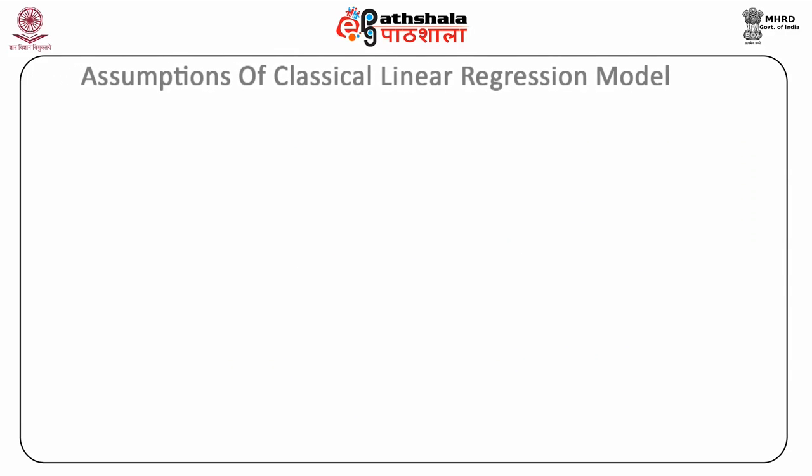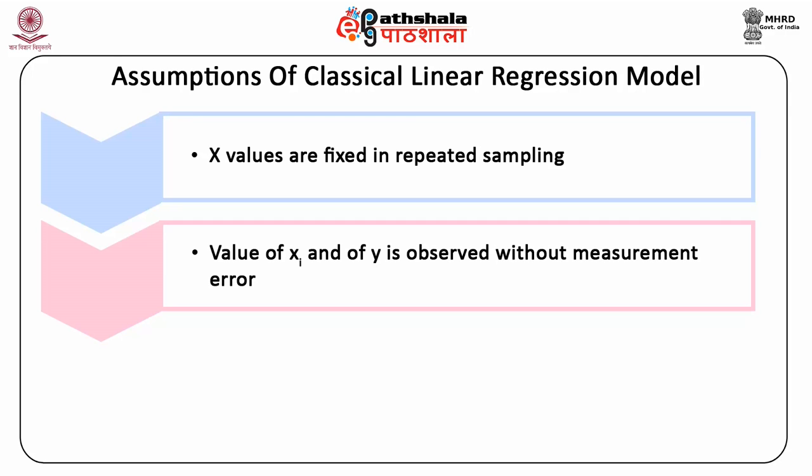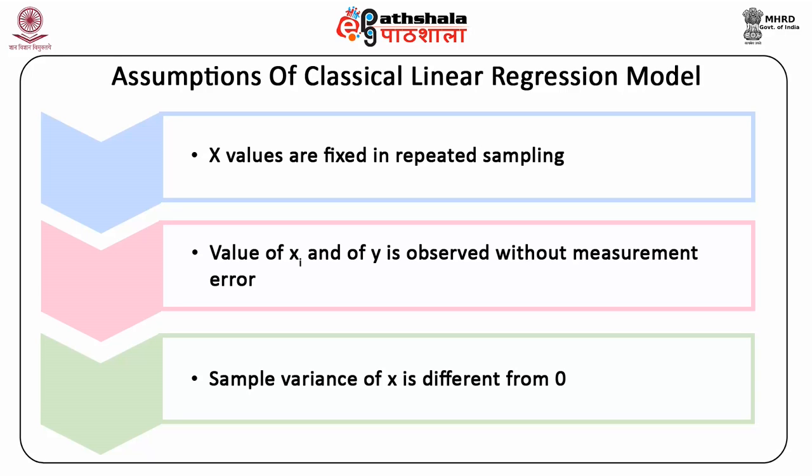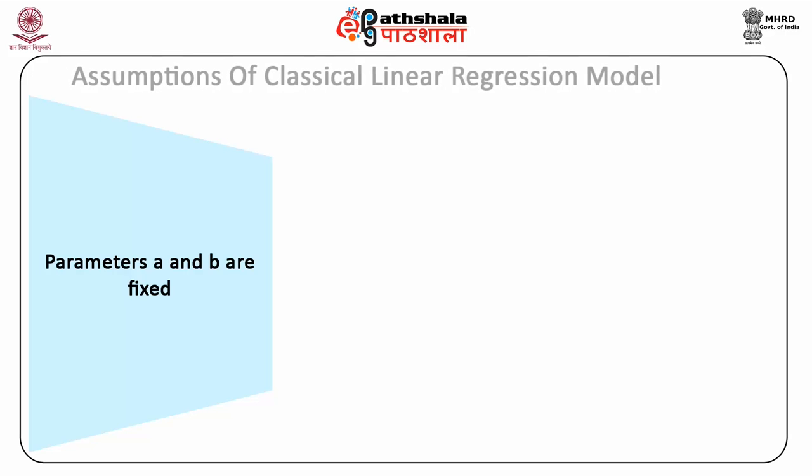Assumption 2. X values are fixed in repeated sampling, or X is assumed to be non-stochastic. Assumption 3. Each value of xi and of y is observed without measurement error. Assumption 4. The sample variance of x is different from 0 and has a finite limit as n tends to infinity. Assumption 5. The parameters A and B are fixed.